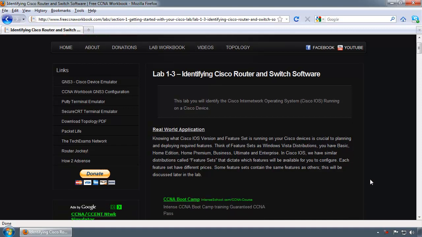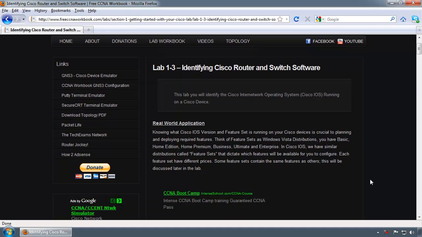And just like any OS, Cisco releases different versions and feature sets, kind of like Microsoft. Microsoft has Windows 7 Starter, Windows 7 Professional, Home Edition, Ultimate, and so on and so forth. And Cisco does practically the same thing, but they're not called Starter and Home Edition and stuff like that.